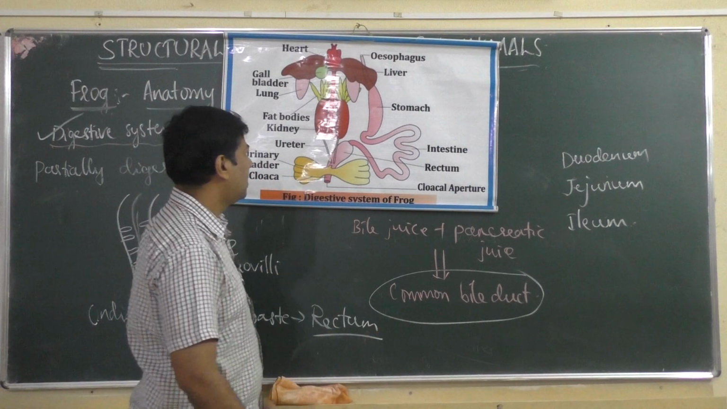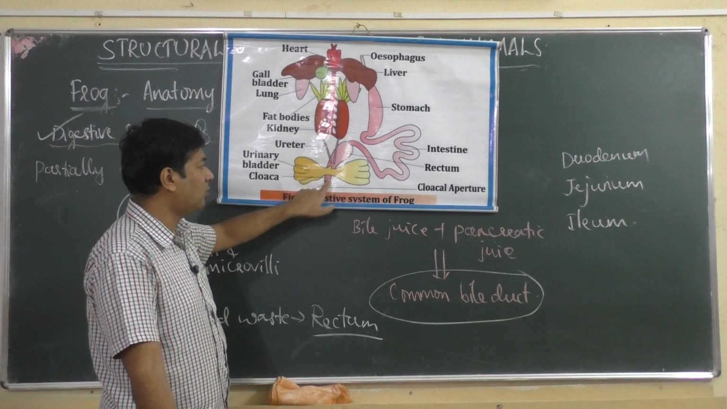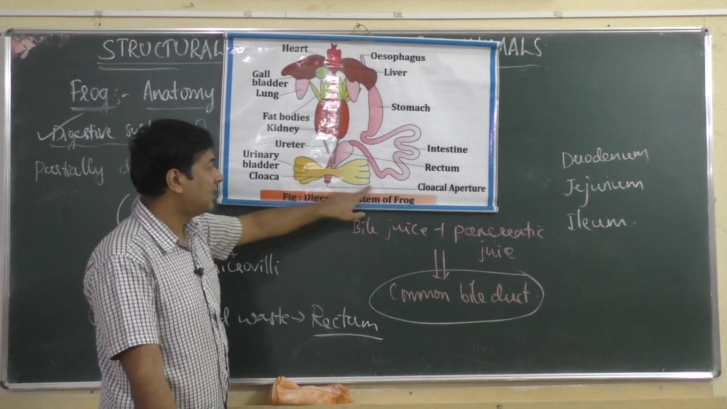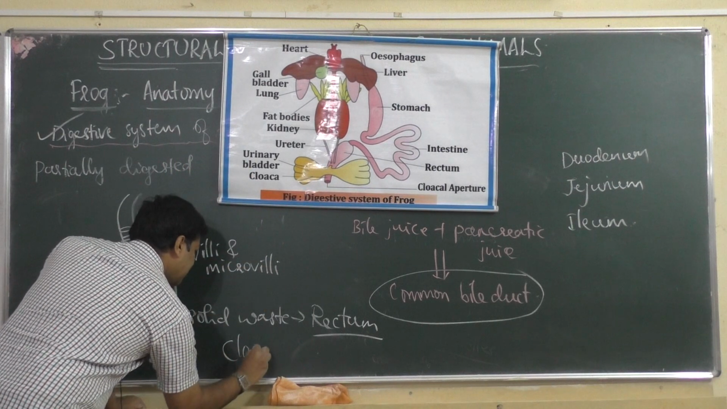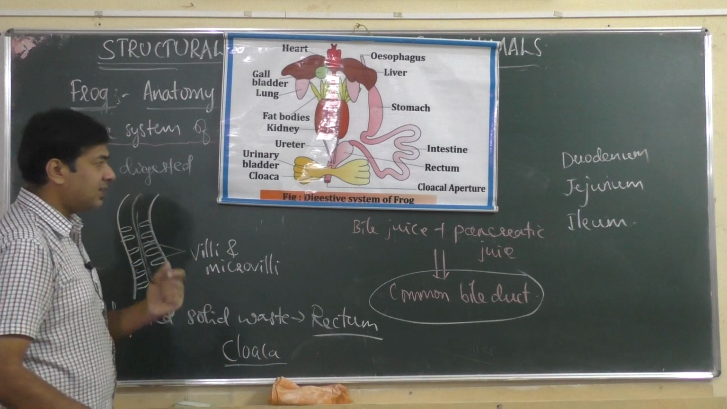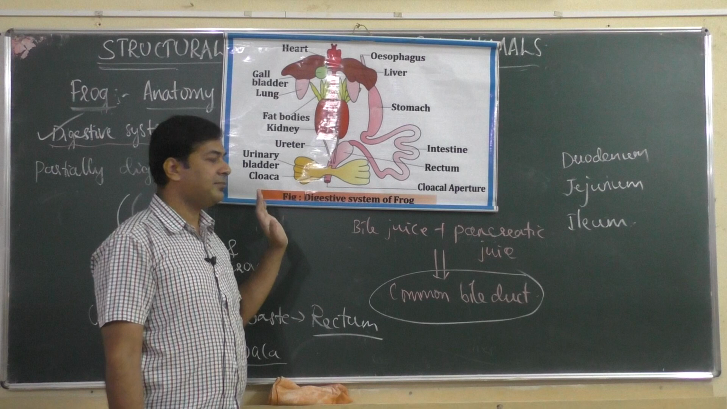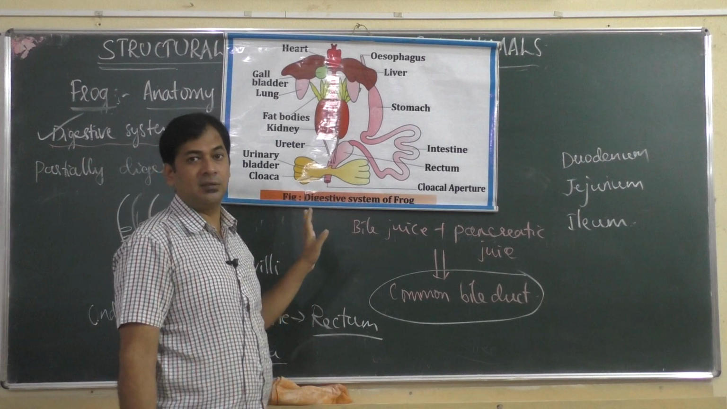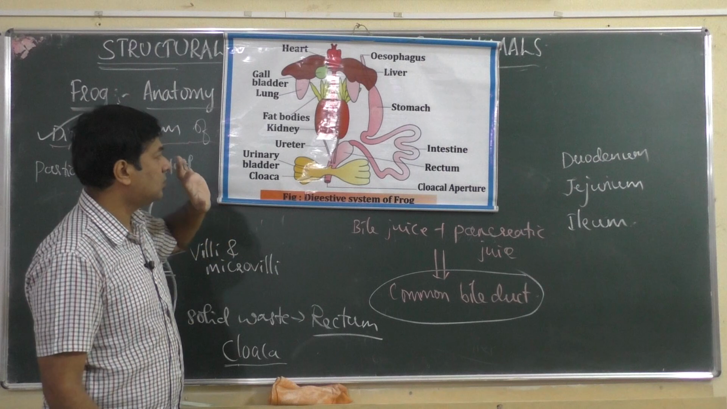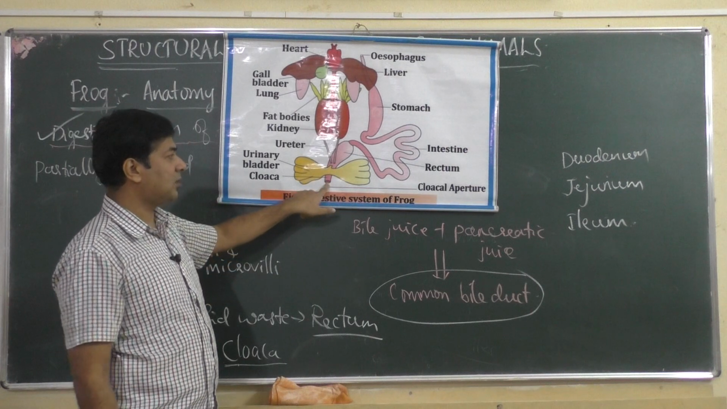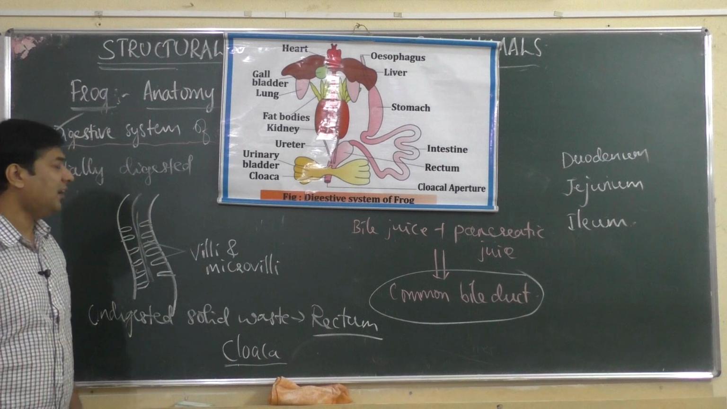Even in the human body, finally undigested food comes to the rectum. Then from there it goes out through a common opening, that is called cloaca or cloacal aperture. Already you know this. Why did I say common opening? Because for release of excreta and for release of sperm and egg, that is reproductive cells also, a common opening is there. That is called cloaca, cloacal aperture. Okay, so undigested food goes out through the common opening called cloaca. Okay, so this is about the digestive system.